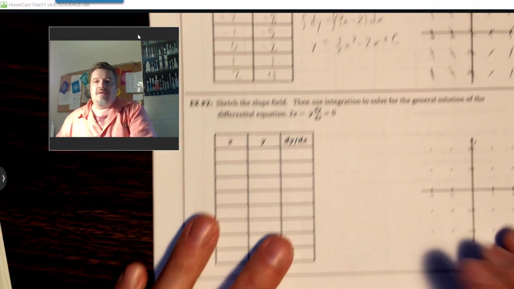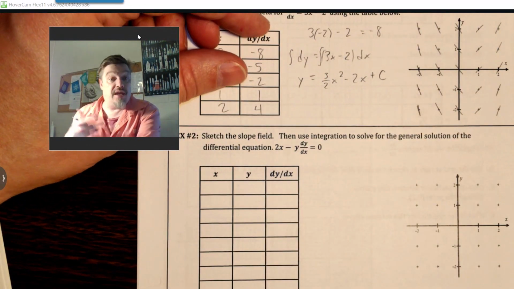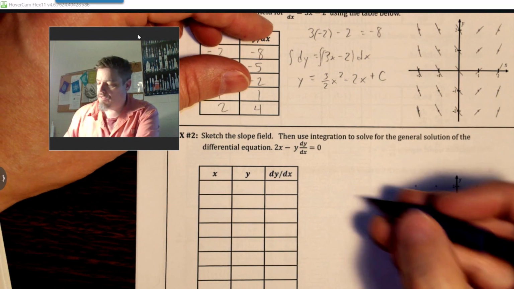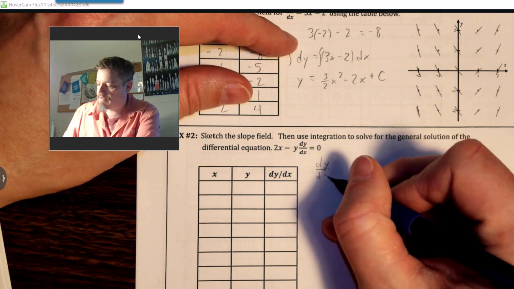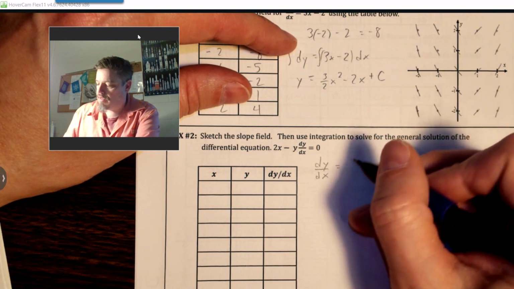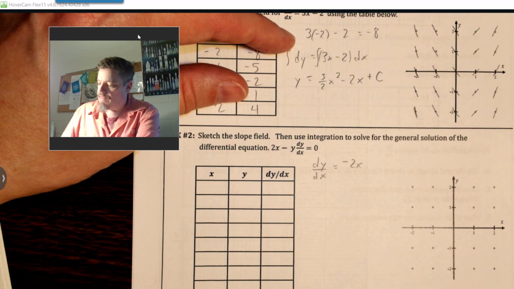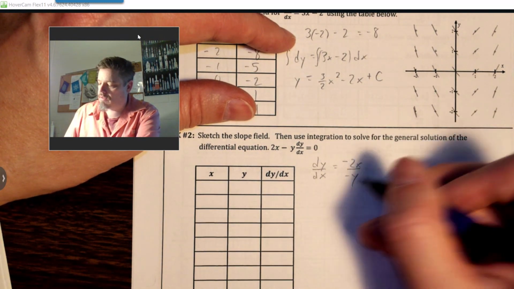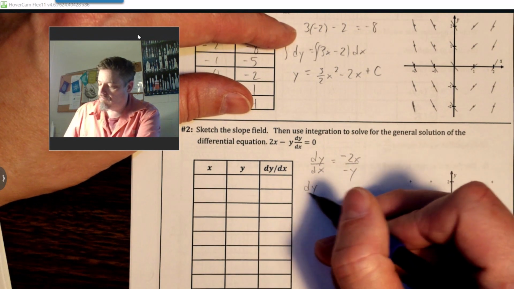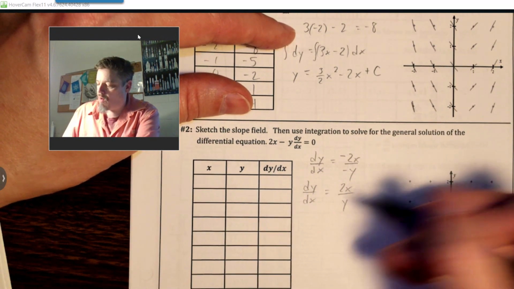All right, so now what if we have two inputs here? We got an x and a y. So I'm going to go ahead and solve for this guy. Let's go dy/dx equals, we're going to put the 2x over to the other side, and then we're going to divide by -y. That's 2x divided by y.